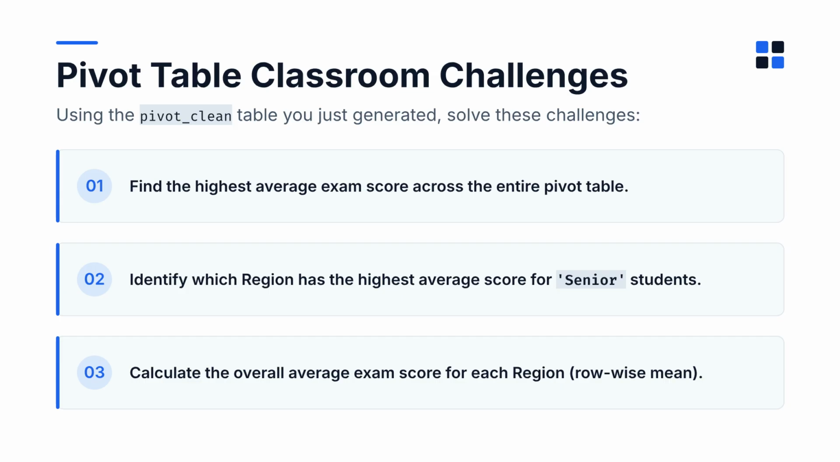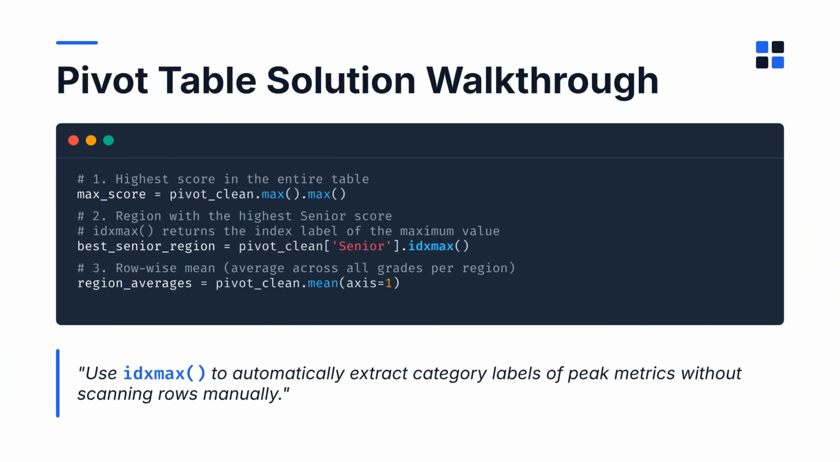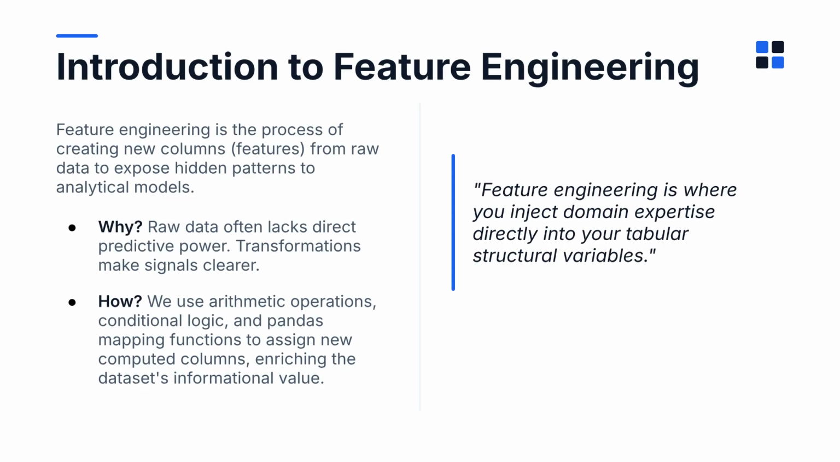Now try these pivot table challenges. Extract the highest average score, identify the top performing region for seniors, and calculate row-wise averages. These are the solutions. Use idxmax to automatically find category labels for peak values and specify the axis for row-wise mean calculations. Feature engineering allows you to inject domain expertise into your data.